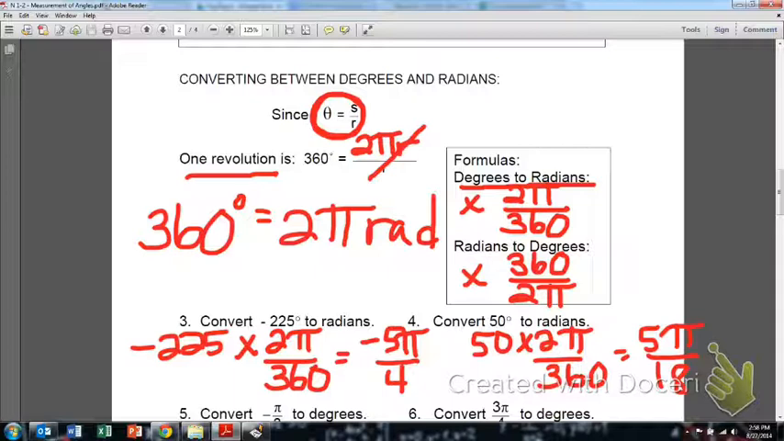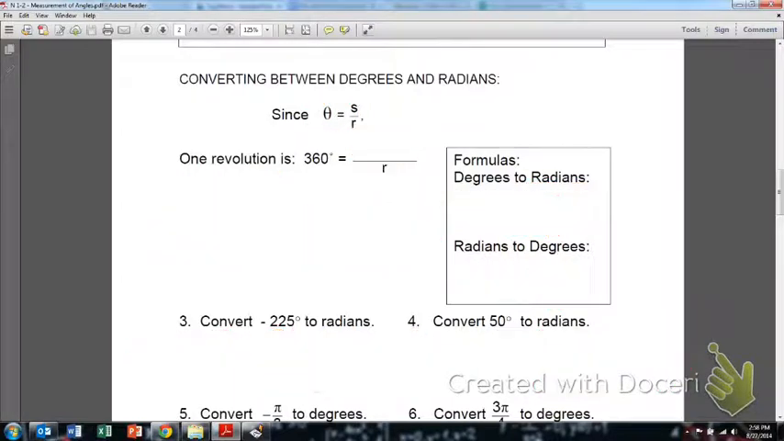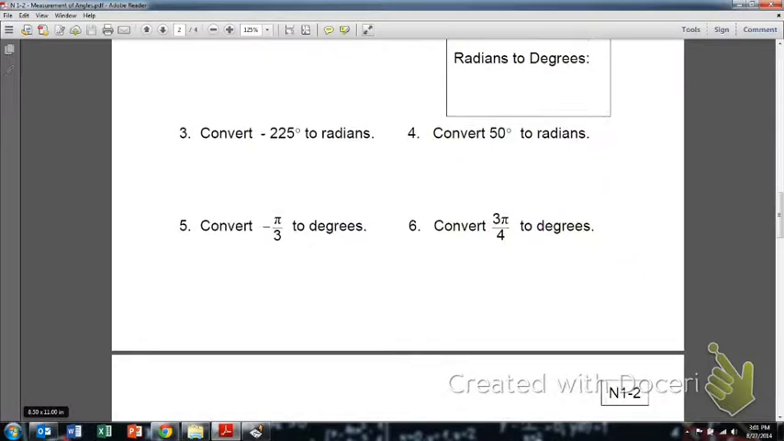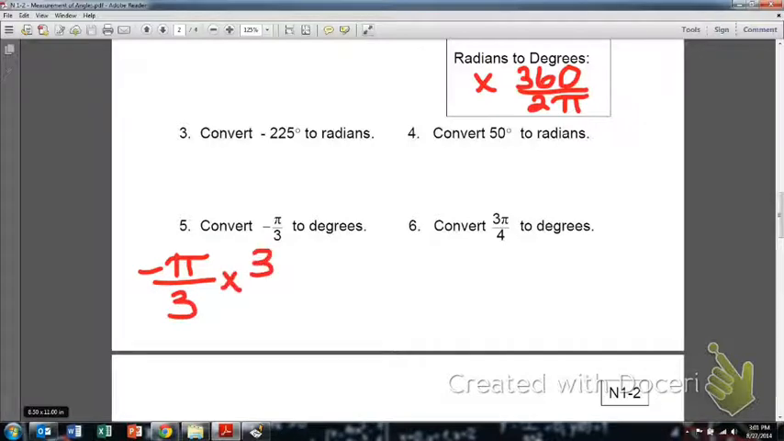So now we're going to go the other way. Now we're going to convert something that is in radians back to degrees. So let's look at how you would do that. All right, so the next one says convert negative pi over 3 to degrees. So to convert from radians to degrees, we said the formula was to multiply by 360 over 2 pi. So we're going to take negative pi over 3 and multiply by 360 over 2 pi.